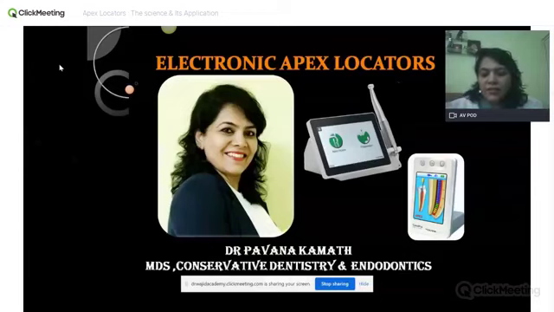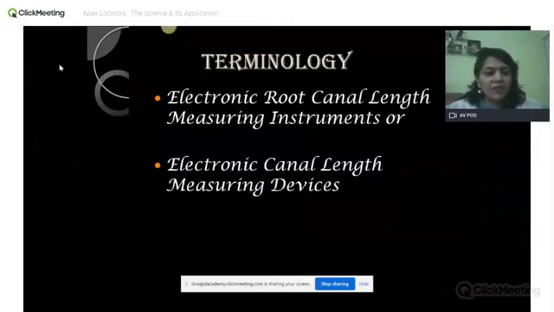A very good morning, everyone. So we have begun with our session on electronic Apex locators. As I've already mentioned, it's a misnomer to call it an Apex locator. The actual terminology should be electronic root canal length measuring instruments or electronic canal length measuring devices.